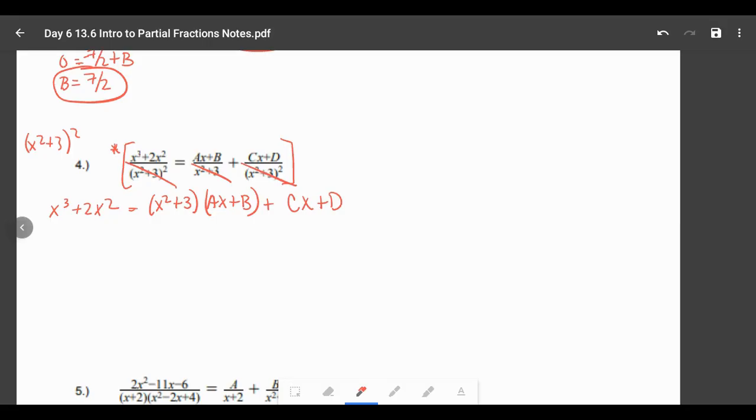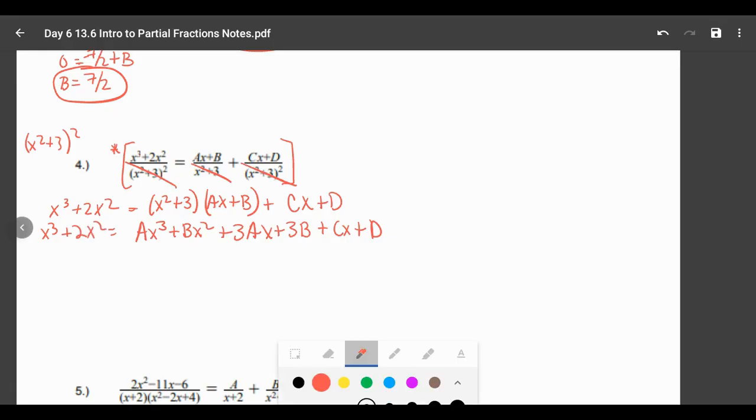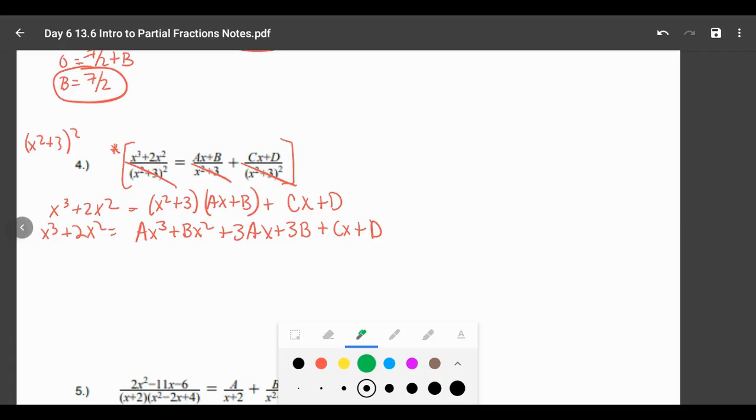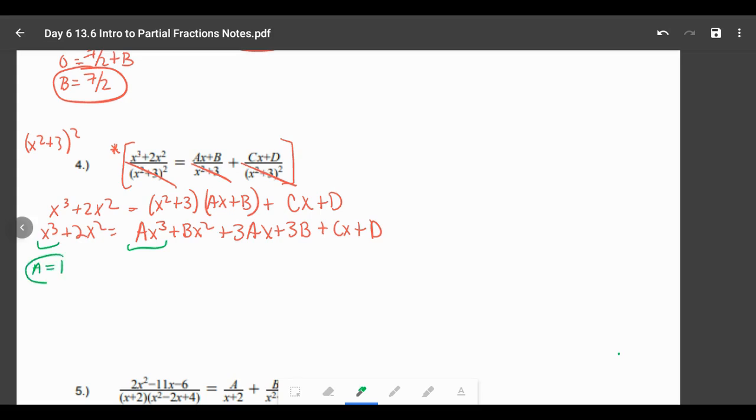All right, so now I need to distribute. I will get ax to the third plus bx squared plus 3ax plus 3b plus cx plus d equals x cubed plus 2x squared. All right, so now I need to combine some like terms and compare my coefficients. I have, this is the only x cubed, so I know that a has to be equal to 1. For my x squareds, I've got only 1, so that's 2 equals b.